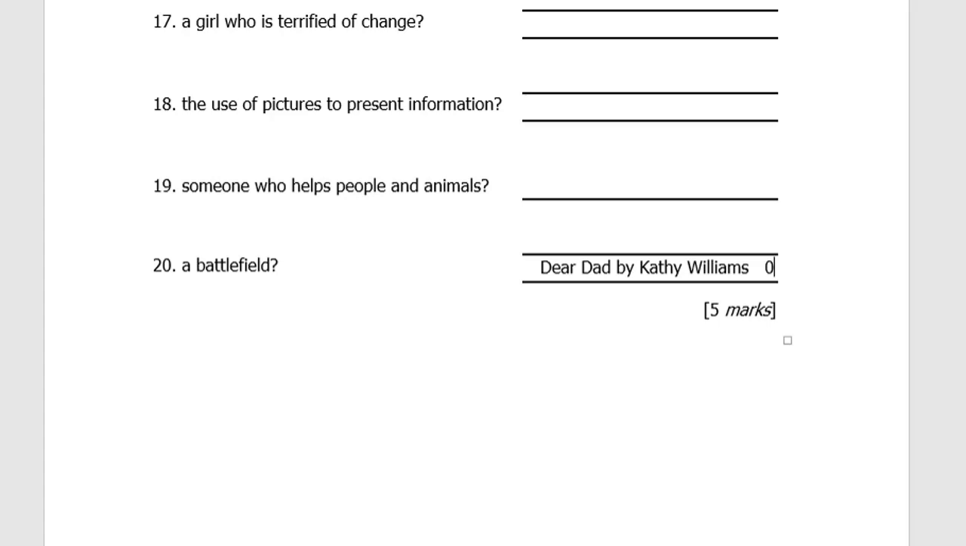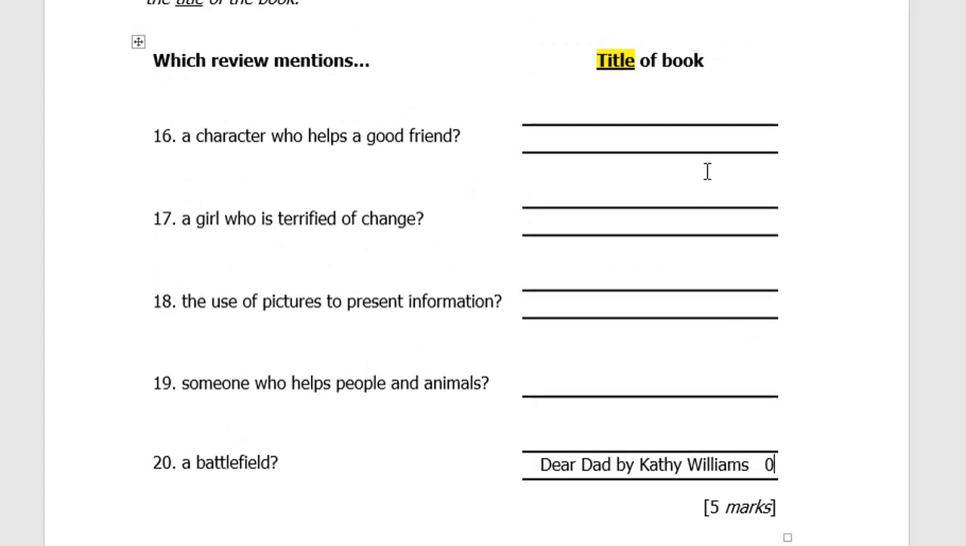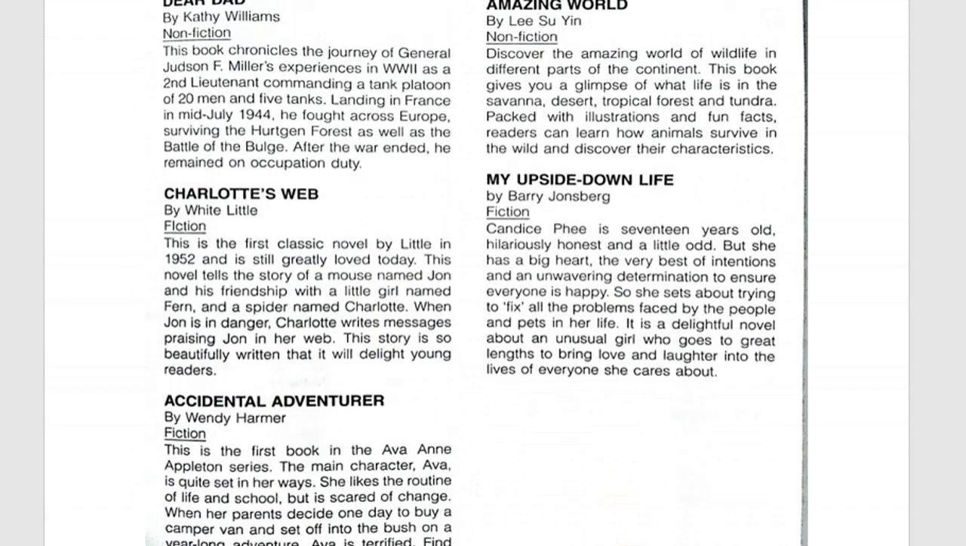So instead of 5 marks, some of you get 0 mark for this matching question. So this format is called matching. Because we do not want the name of the author. Cathy Williams is the name of the author or the name of the writer, nama penulis. No, we just want you to write the title of the book. Title of the book means just give me Dear Dad. That's it. Dear Dad. Okay, now let's go back to the text.